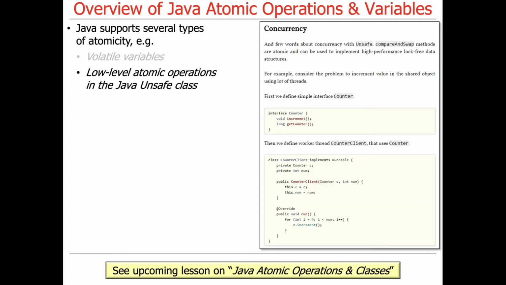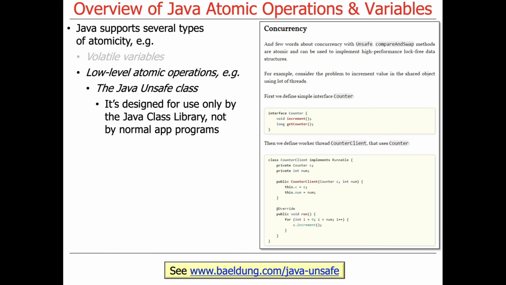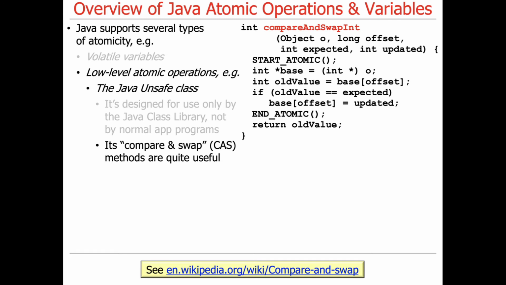There's also a whole slew of low-level atomic operations that are defined in Java's unsafe class. And we'll talk more about these things. They're very low level. This class, this unsafe class, is designed for use by the Java class library implementers, not by mere mortals like you and me. So these are cool things to know about, but you actually can't access them.